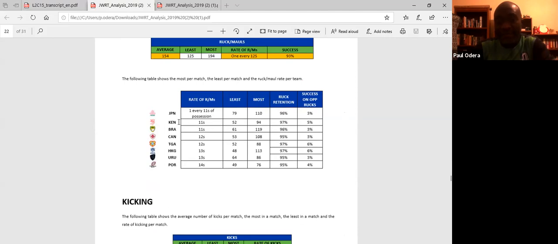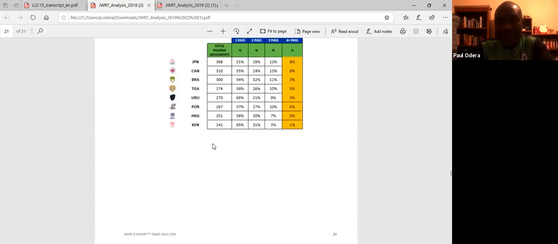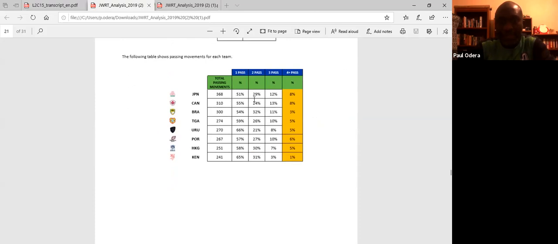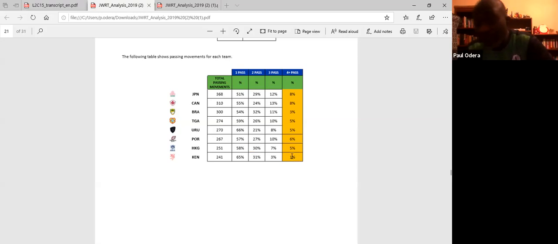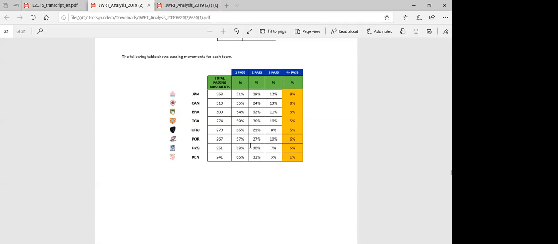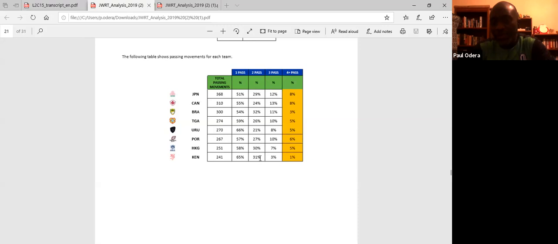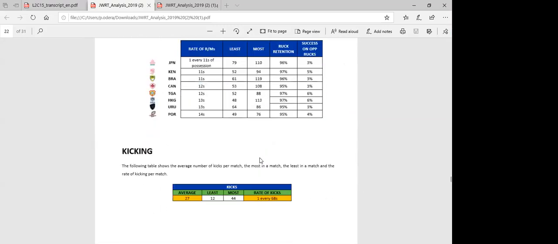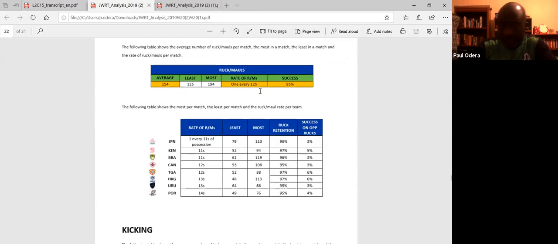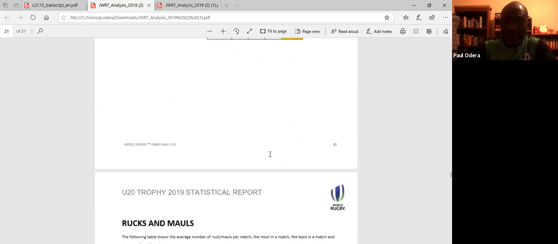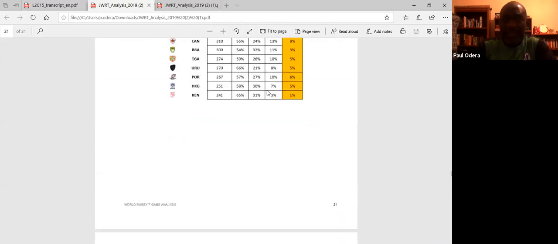Do we as Kenya forget about this story here and then come up here and say, look, we want to pass like Japan and get these passing movements? We only had 1% when we had the ball. Only 1% of the time did you have 4+ passes. That's too low. 65% of the time, we're on one pass. So what do we do? Do we reduce this, which is a strength for us, and focus on this? Or do we focus on this and just forget about this story?